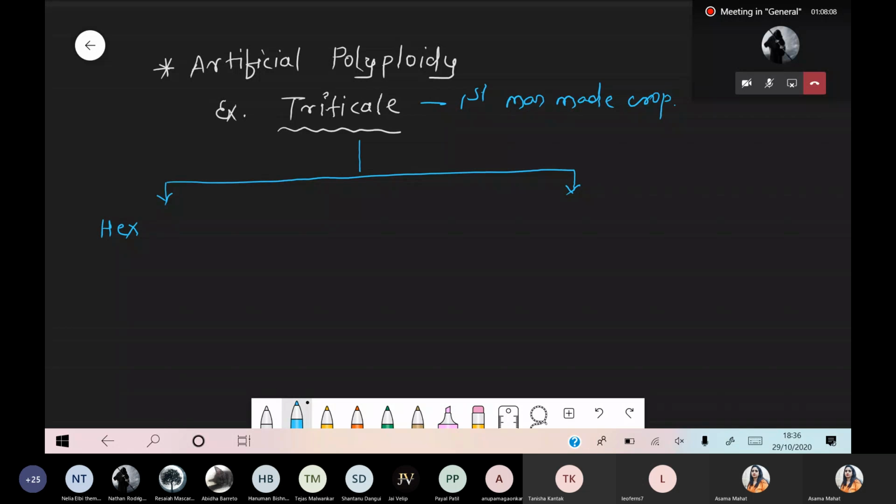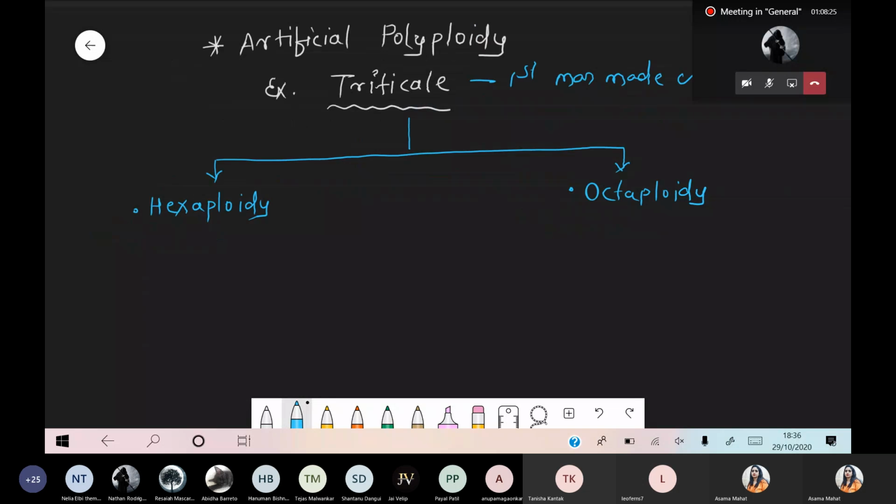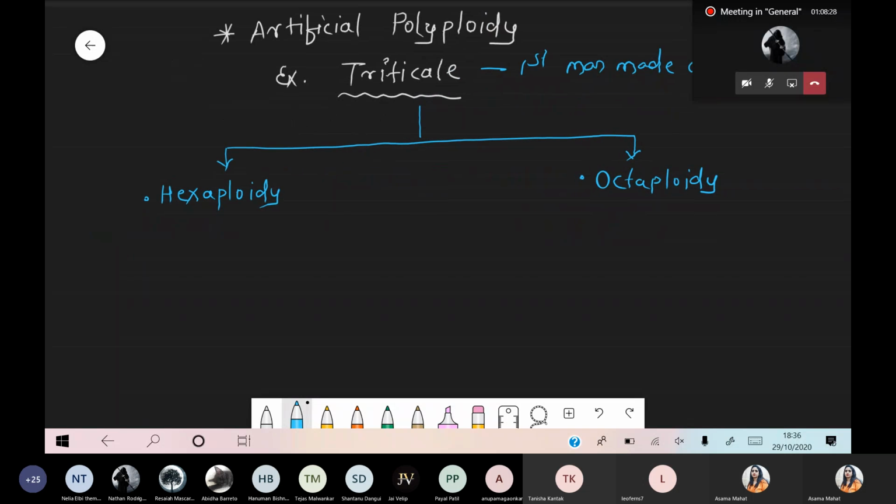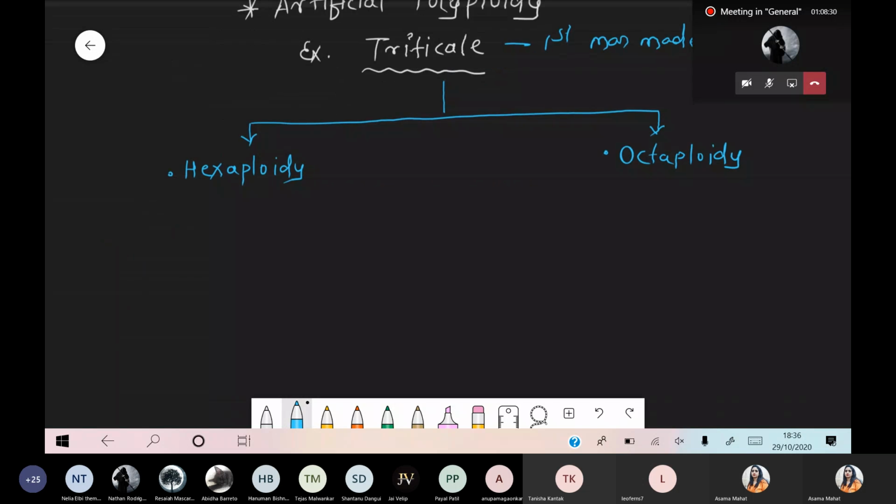Number one, there is the hexaploid, and the another one is octa, 8, octaploid. So first of all, we are talking about hexaploid. In case of this hexaploid, basically scientists selected a wheat variety, Triticum aestivum, and another wheat variety, Triticum turgidum. And these two species are crossed with rye, that is Secale cereale.